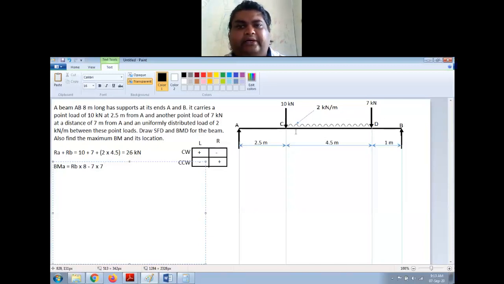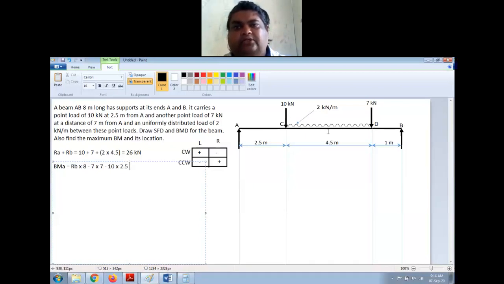Next, come to point C. UDL we will take in the end. At point C, I have another point load which is 10 kilonewton and it is acting downward. So these two are in same direction. So the bending moment will also have same sign. So this will also be minus 10 into the distance, which is 2.5.